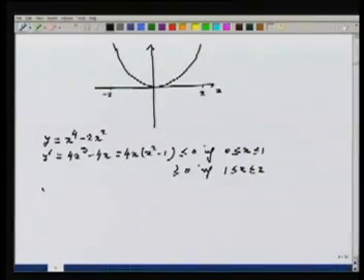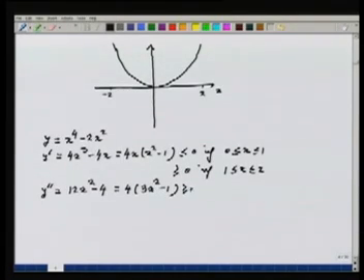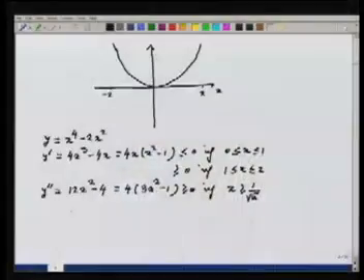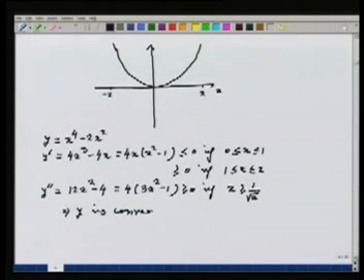Now I look at y double prime, that is 12x square minus 4, that is 4 into (3x square minus 1). This is bigger than or equal to 0 if x is bigger than or equal to 1 by root 3. Notice I am just concentrating on the right hand side, that is positive x, because it is symmetric about the y-axis, so the negative side of the x-axis I can take care of from the positive side. Now from this information it implies that the curve y is convex if x is bigger than or equal to 1 by root 3.